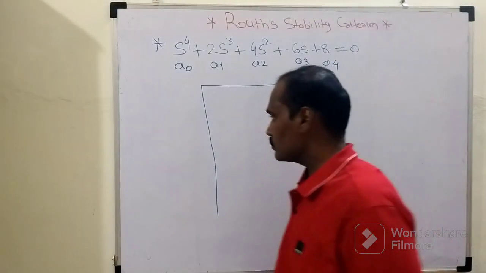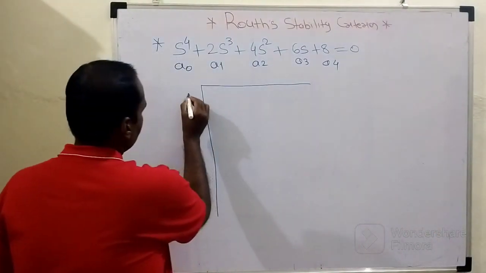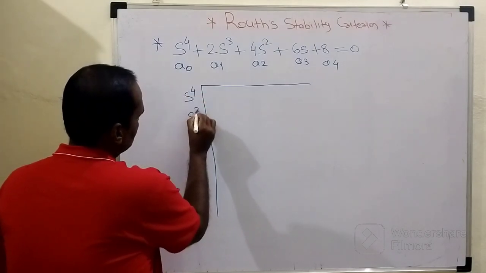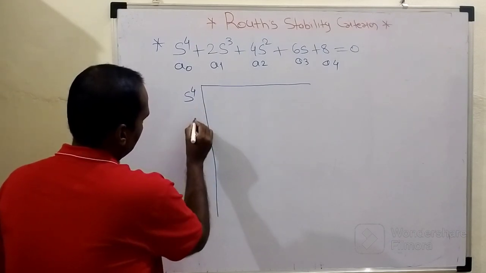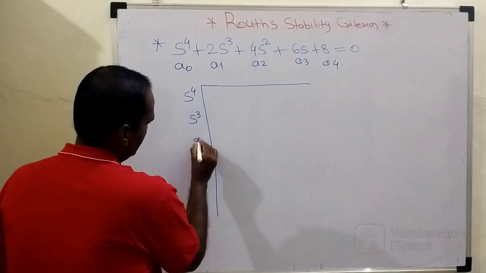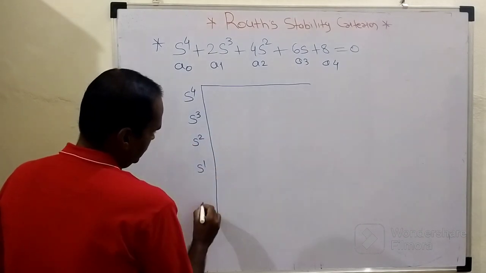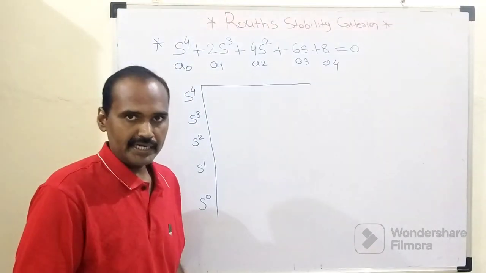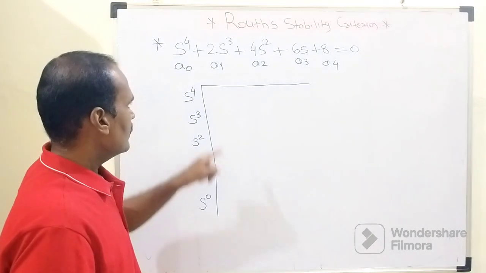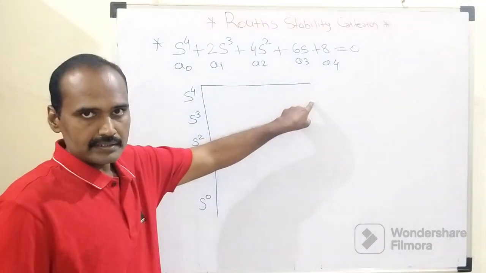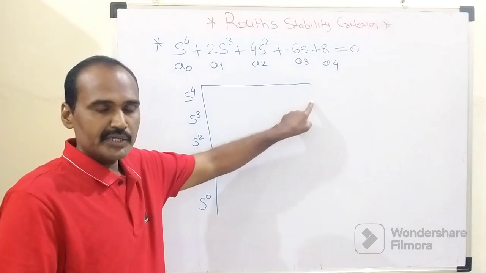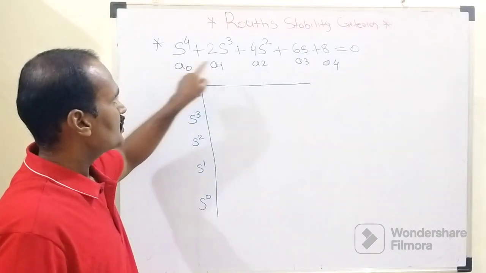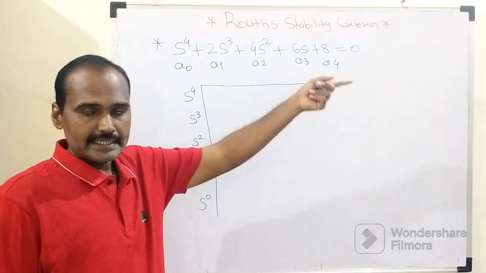Accordingly S raised to 4 is the multiplying factor for the first row of this Routh array, then S raised to 3, S raised to 2, S raised to 1, and last is S raised to 0. So in this descending order we need to write all these S terms. Then, as far as the first row of this Routh array is concerned, which elements do we need to consider? All the elements which are lying at even positions, starting from A0, A2, A4, A6, A8, like this.